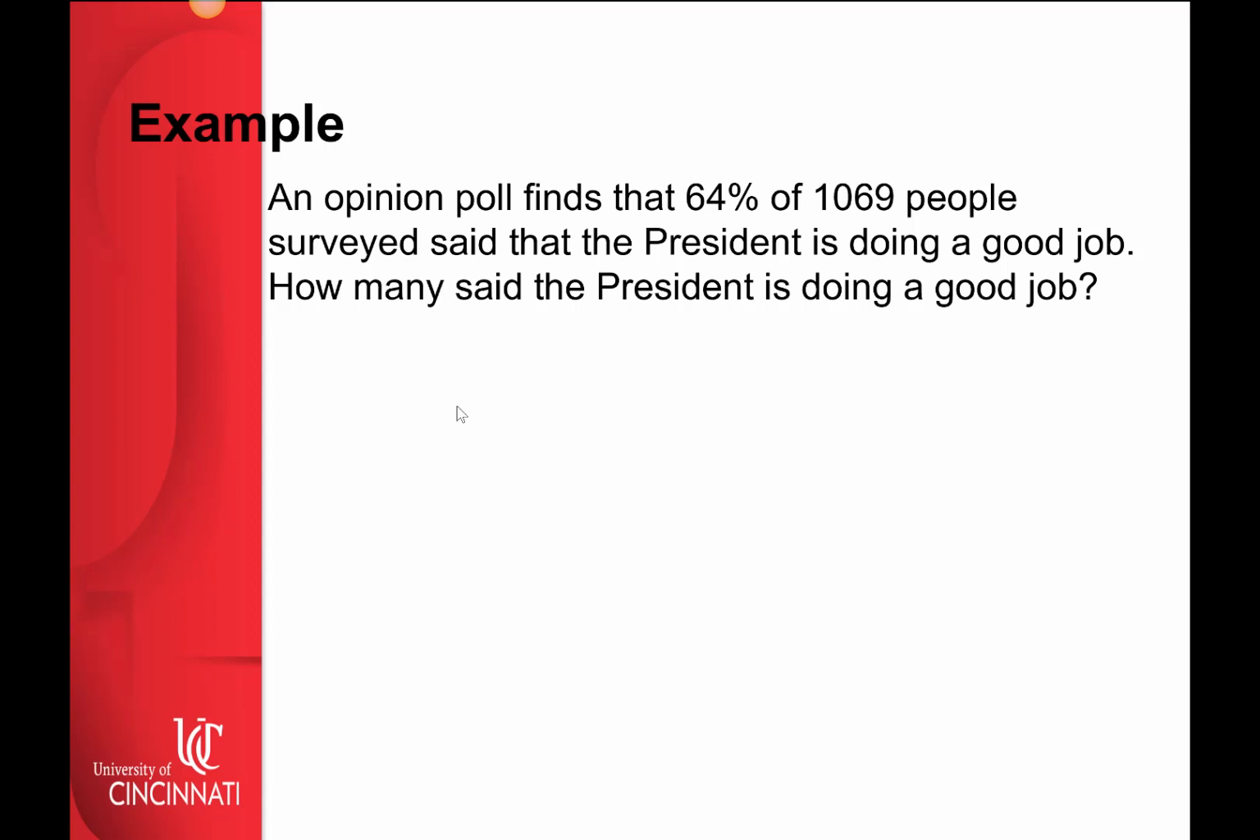For example, an opinion poll finds that 64% of 1,069 people said that the president's doing a good job. How many people said the president is doing a good job? Now, we're not getting into things like surveying techniques, because in the real world, is it important to know how the survey is taken? Yes, it is. Very important.